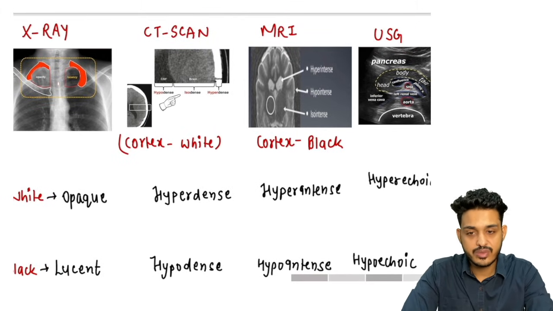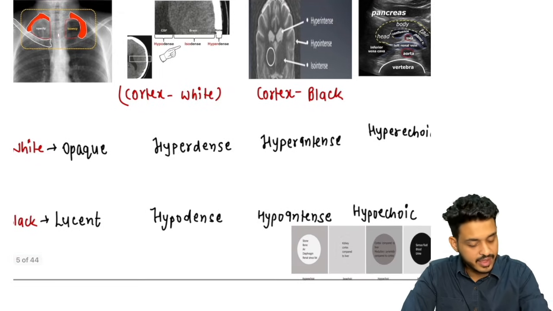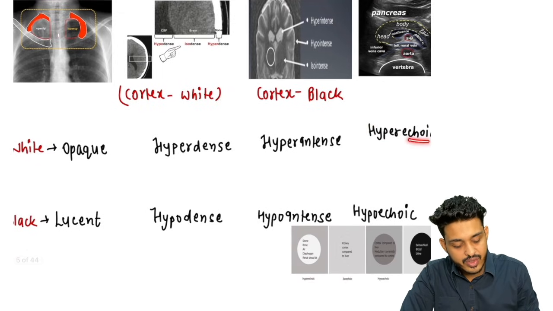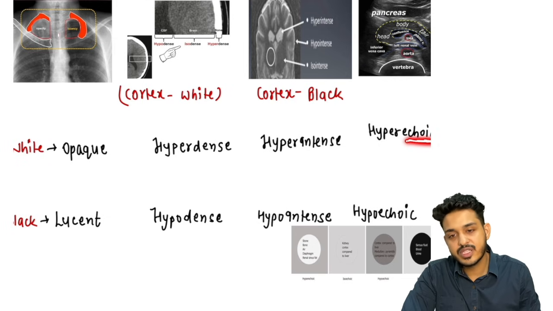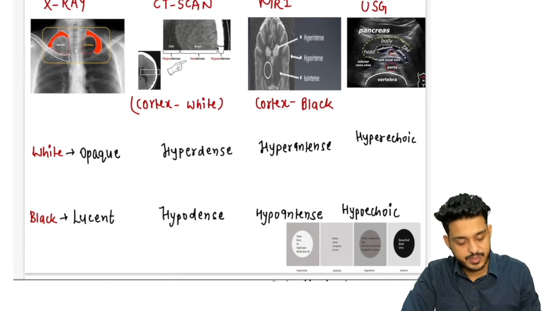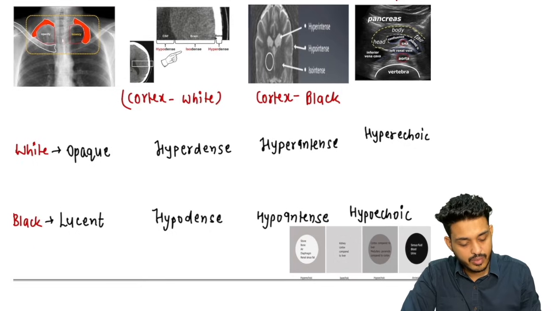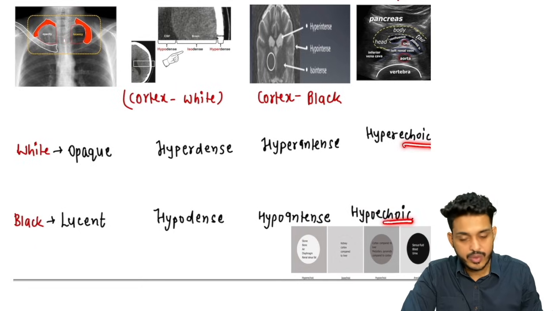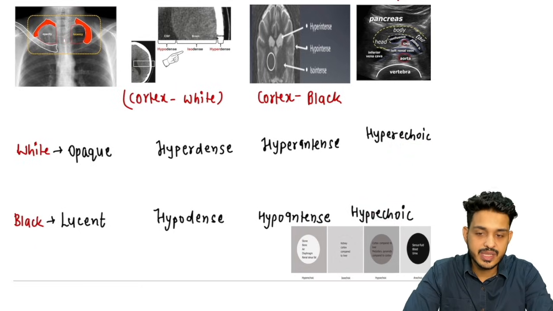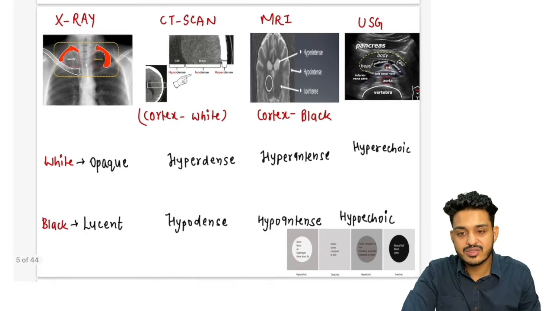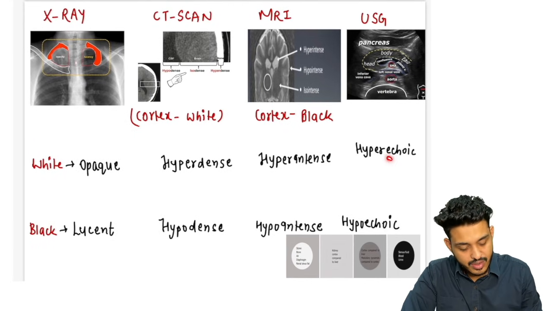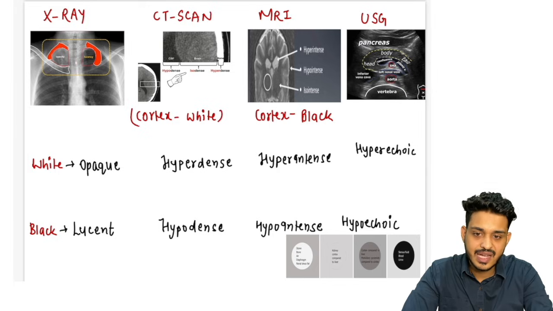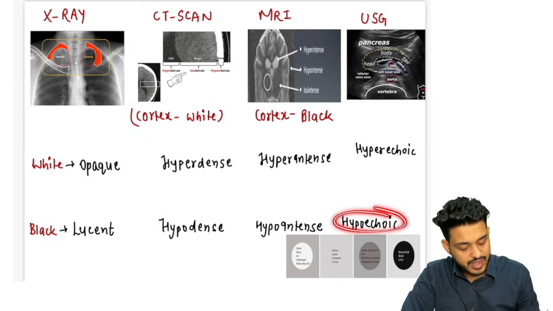Next thing we have is your ultrasound, USG, ultrasonography. Here we are going to name things echoic. Echoic means white. Hyperechoic means more white, and hypoechoic means more black. A white thing is known as hyperechoic, and a black thing is known as hypoechoic.